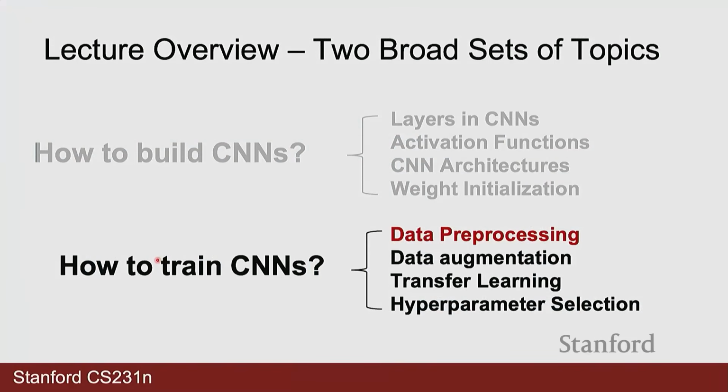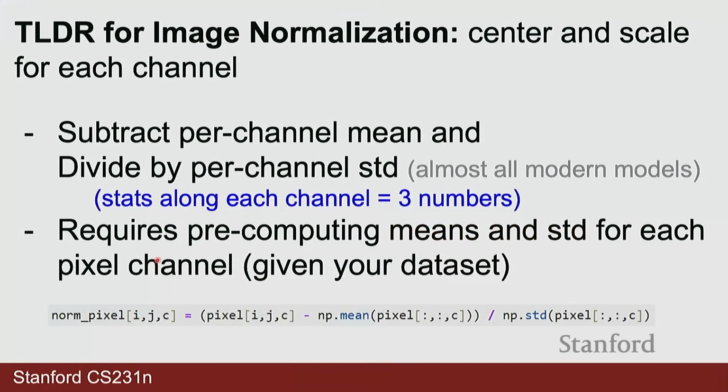Cool. So I'll talk about these steps now. How do you actually train your model? The nice thing for data preprocessing is it's really easy for images. If you have your giant image data set, the standard way to do it is you calculate the average red, the average green, and the average blue pixel, along with the standard deviations. You take your input image, subtract the mean, and divide by the standard deviation. This is how you do data normalization for images. It's actually very straightforward. It does require you to pre-compute the means and standard deviations for each pixel channel.